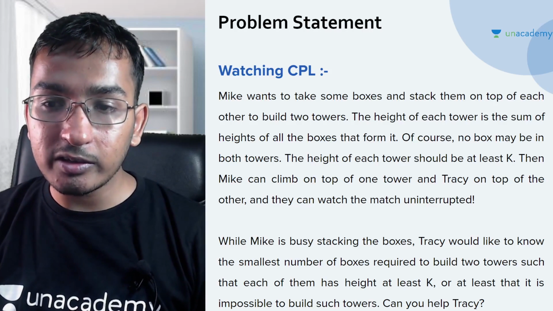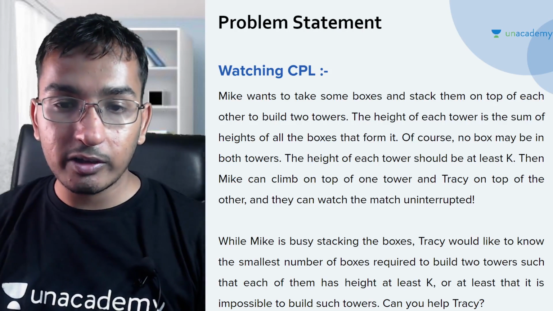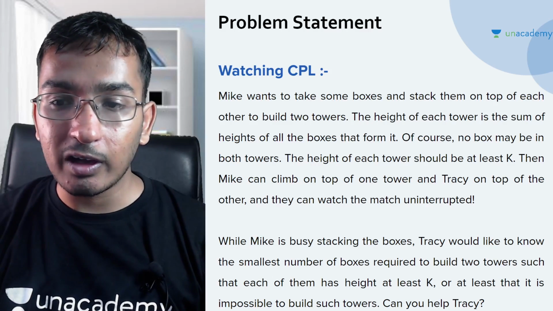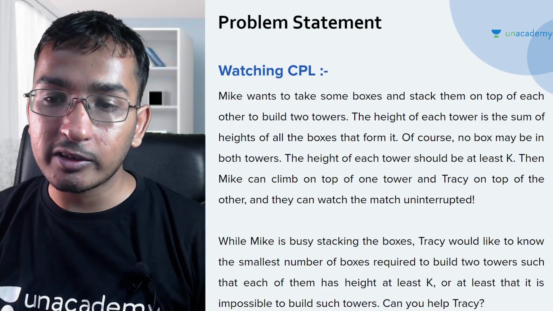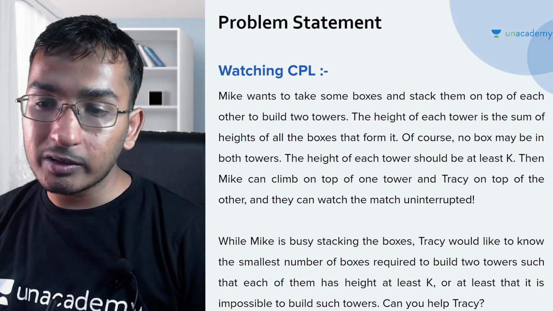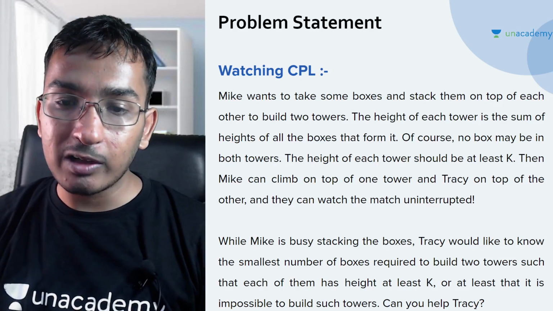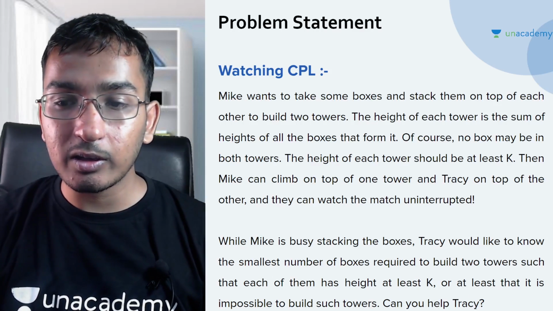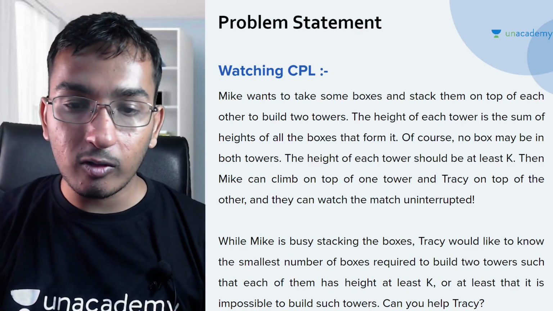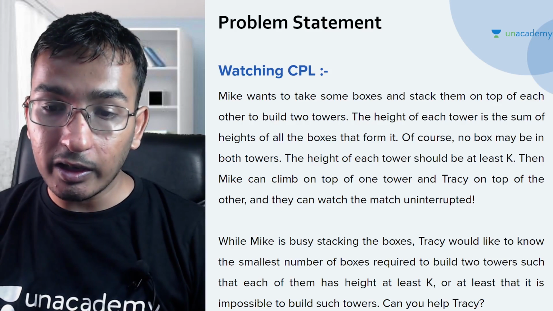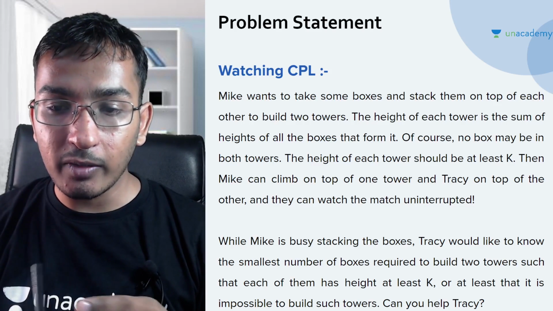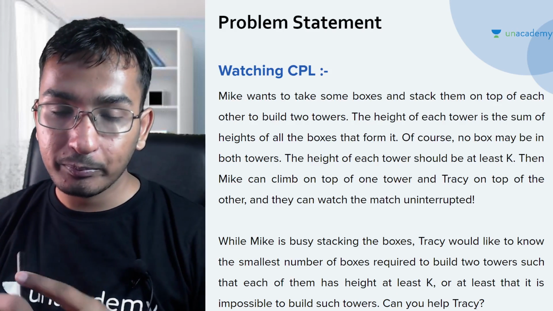The height of each tower should be at least k. Then Mike can climb up on one tower and Tracy on the other tower, and they can watch the match uninterrupted. So what the problem is here: while Mike is busy stacking the boxes, Tracy would like to know the smallest number of boxes required to build 2 towers such that each of them has height at least k.